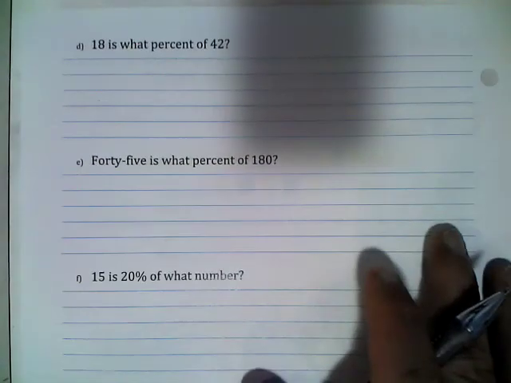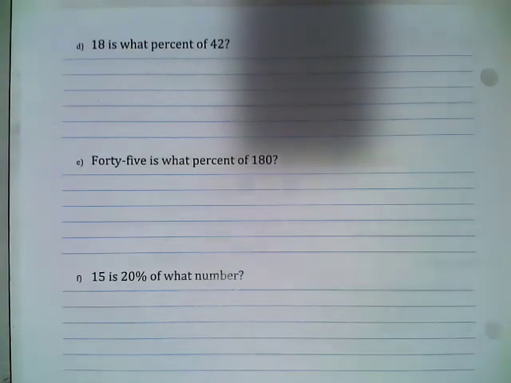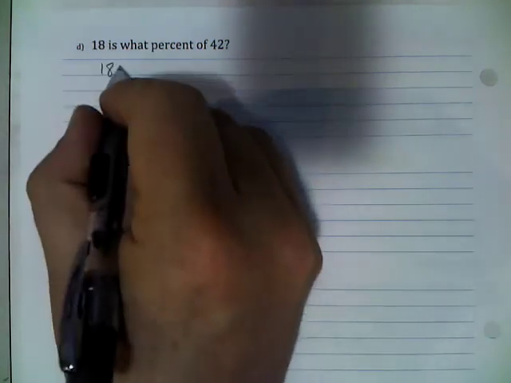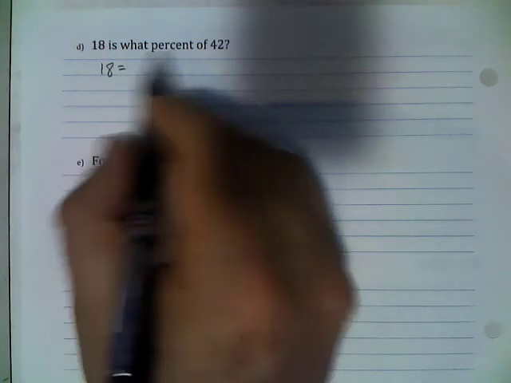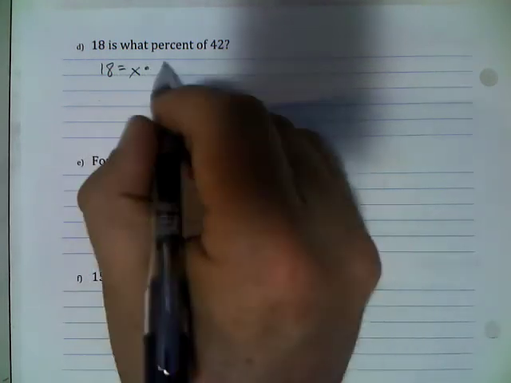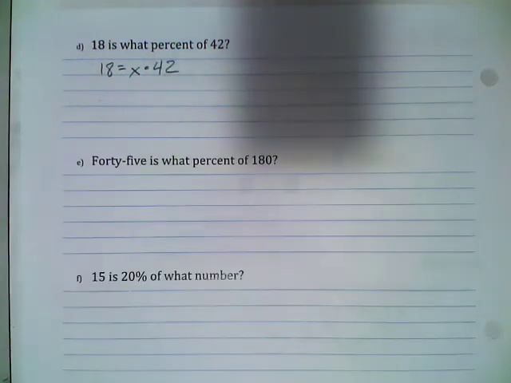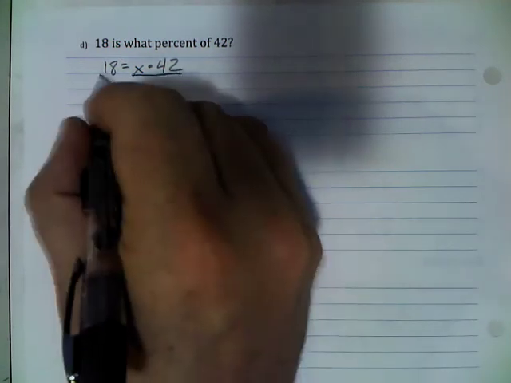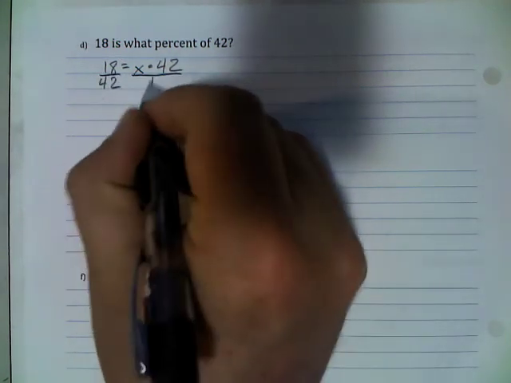Flip over to the back. 18 is what percent of 42? So again, 18 is just 18. Is means equals. What percent, I don't know, of is times, and 42 is itself, 42. So to get rid of the 42 that we're multiplying with x, we're going to have to divide both sides by 42.